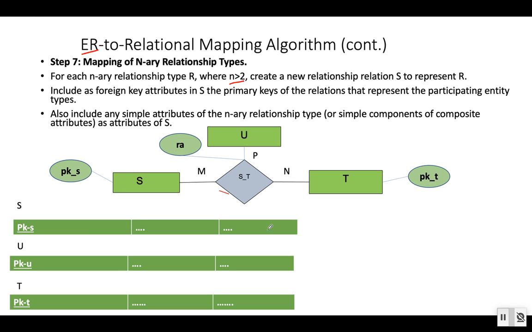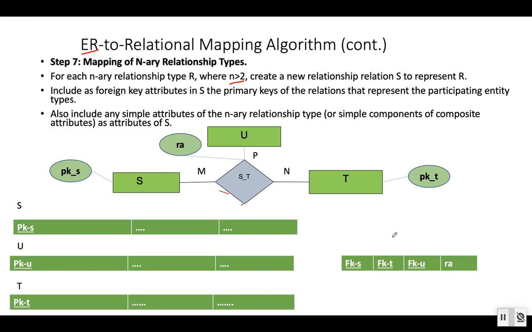So for example here we have a relationship where the number of participating entity types is 3. We have S, T and U. Total 3 entity types are participating in this relationship. So in that case, for an N-ary relationship we are going to create a separate relation, a separate table, and we are going to include as foreign key attributes the primary keys of the relations that represent the participating entity types. We are also going to include any simple attributes of the N-ary relationship type.